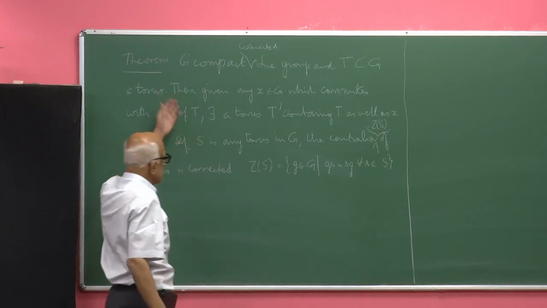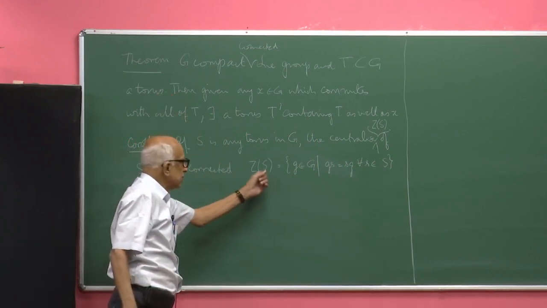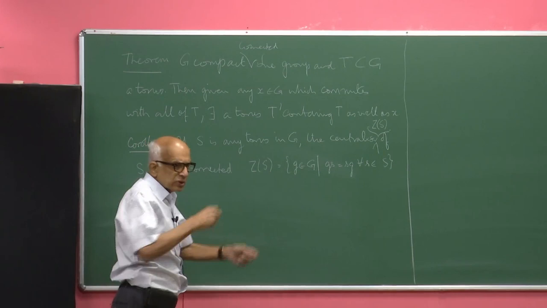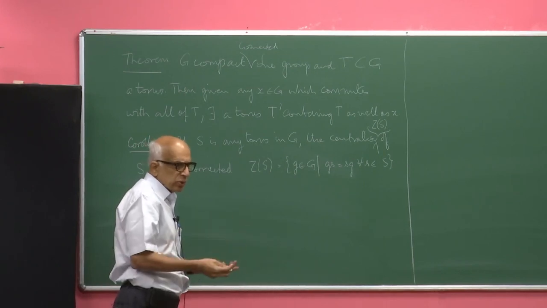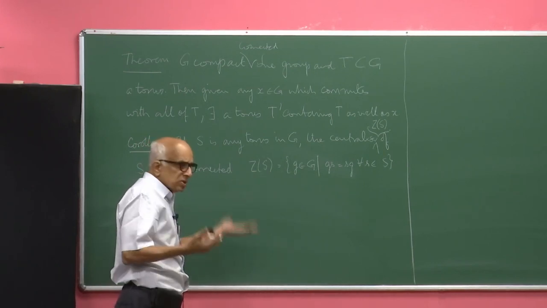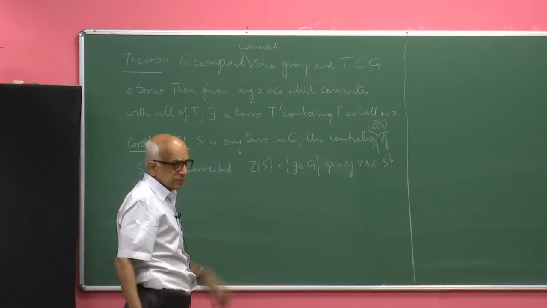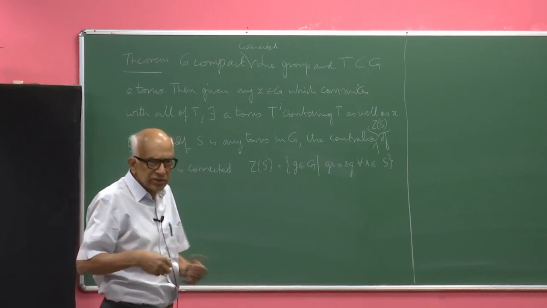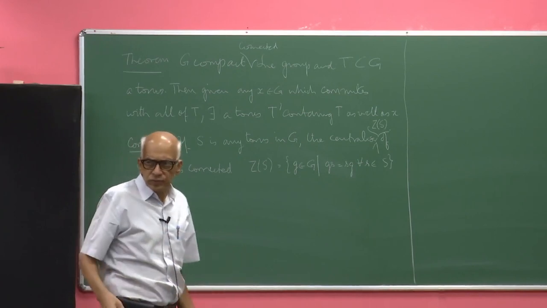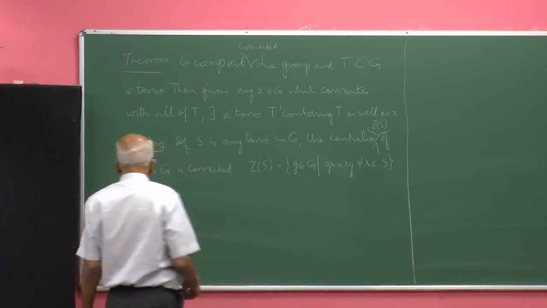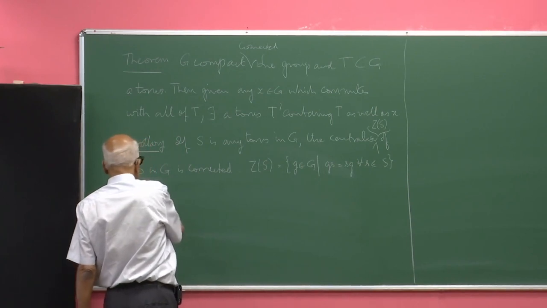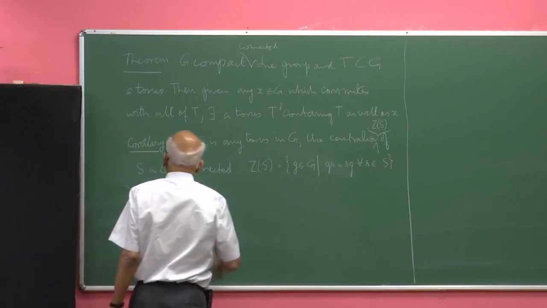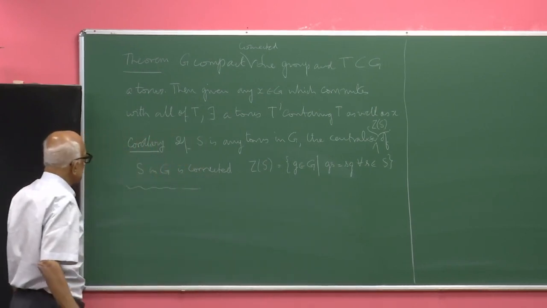It is immediate from this because you pick an element in the centralizer, it commutes with S and therefore there is a torus containing both, and the torus is commutative, therefore it is in the centralizer of S. So the entire torus is in the centralizer of S and contains S, therefore ZS is connected. Okay, that is one thing I forgot to mention last time.